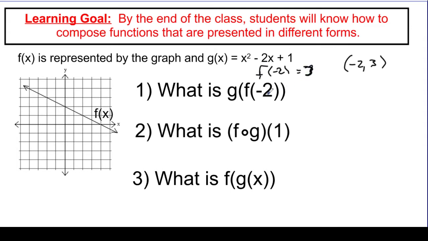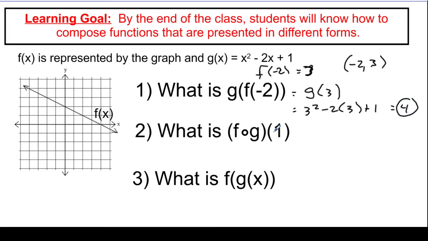Okay, so in this particular example, f of negative 2 is 3, which means what I'm really asking for is g of 3. So I used the graph to figure out what came out when I plugged in a negative 2. Now g of 3 just means let's do 3 squared minus 2 times 3 plus 1. That looks like 9 minus 6. 9 minus 6 is 3. 3 plus 1 is equal to 4. So I'd say the final answer to g of f of negative 2 is 4.